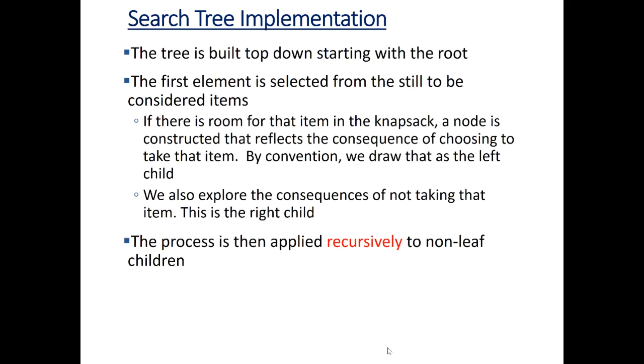We then apply this process recursively to non-leaf children, because each edge of this tree represents a decision to take or to not take an item. Such trees are called decision trees, or more often search trees. Finally, when we're done, we've explored all possibilities, and we choose a node with the highest value. Before we look at code, let's look at an example pictorially.